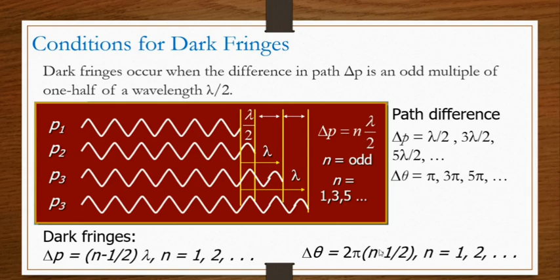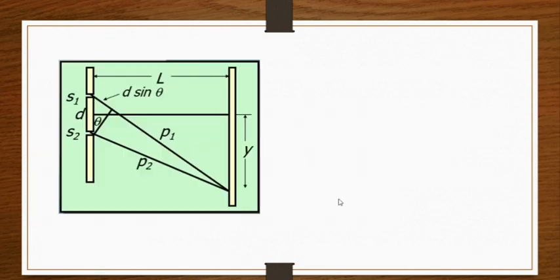So when n is 1, this will be 1 minus a half. A half times 2 lambda is 2 pi, which is equal to pi. When n is 2, then it will be 2 minus a half. It will be 1.5 multiplied by 2 pi equals 3 pi, and so on. So if you use these equations, you don't have to use that odd number.